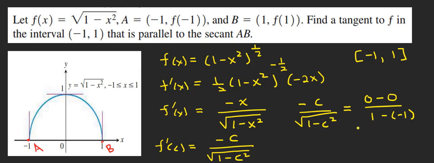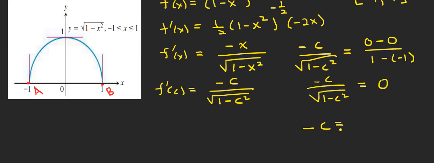So how do you find the value of c? Well, this is going to be 0, right? So negative c over radical 1 minus c squared is equal to 0. And in order to solve this, let's cross multiply. You get negative c is equal to 0. Therefore, c is equal to 0. So what does it mean? It means when x equals 0, the slope of that tangent line to this curve will be 0, which is parallel to this line connecting A and B.